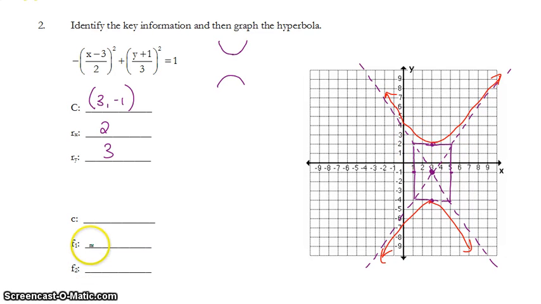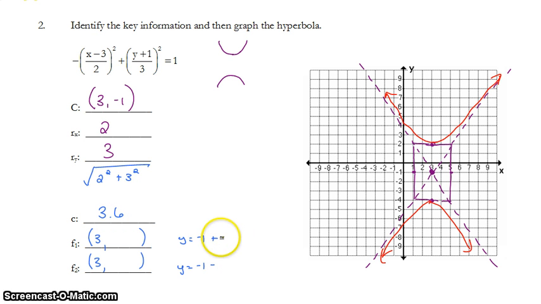Also, since it's opening up and down, I know that my foci, my x-coordinate, isn't going to change, but my y-coordinate is. It's going to be, for my y-coordinate here, -1 plus c, and my y-coordinate here is going to be -1 minus c, so we have to find that focal radius. If it's a hyperbola, that's rx, or 2 squared, plus ry, or 3 squared, all inside the square root. 4 plus 9, take the square root of that, round to the nearest tenth, I get 3.6. That's what I am adding here and subtracting here.